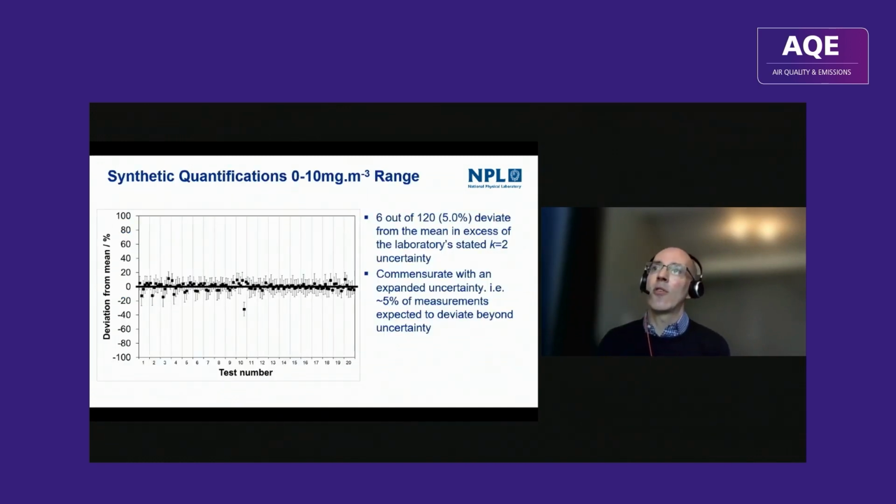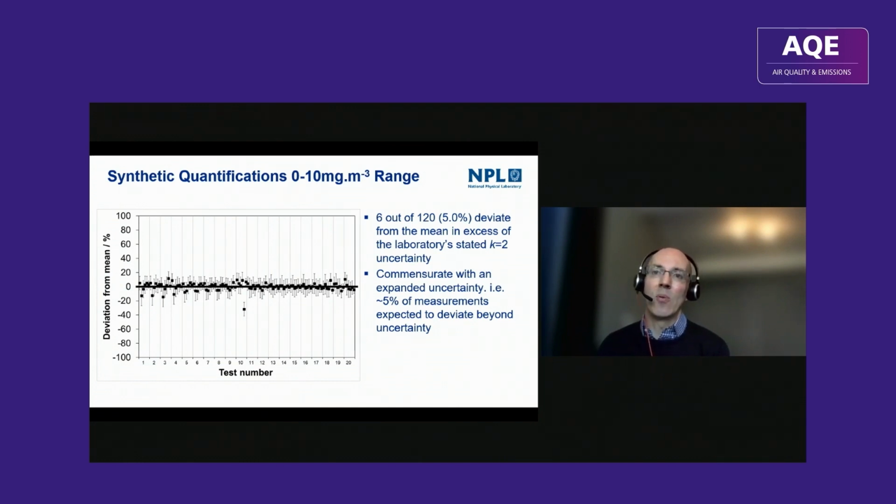Okay, so looking across our 0 to 10 milligram range, this is all the returned data from the synthetic samples. The Y scale there is deviation from the mean. Within a batch, within a test number, there are 6 measurements returned by the 6 laboratories. So this is taking the average of those 6 measurements and then working out the percentage deviation from that average.